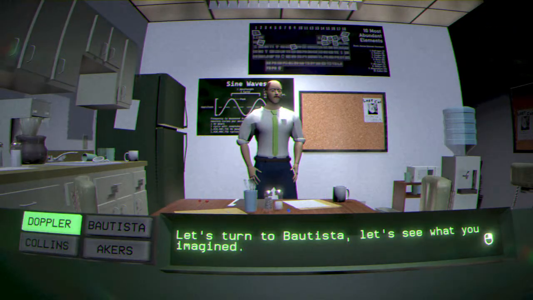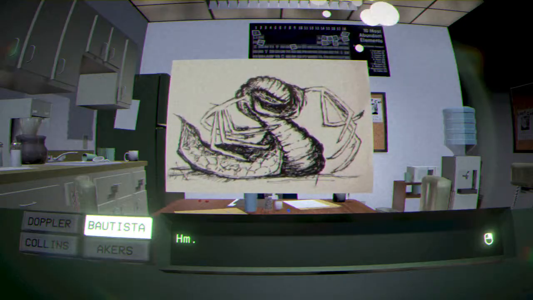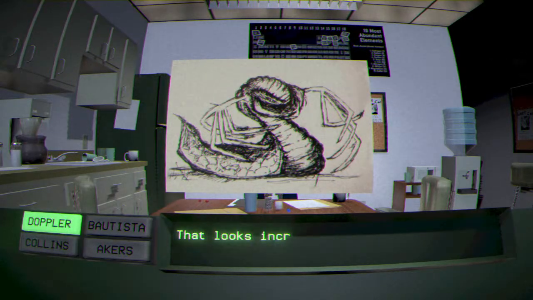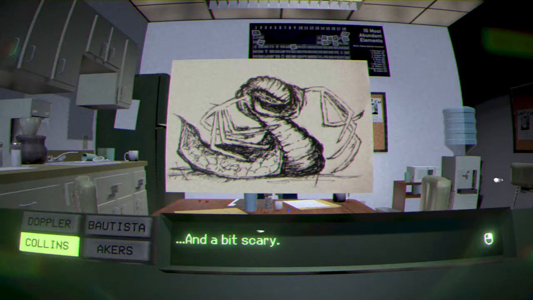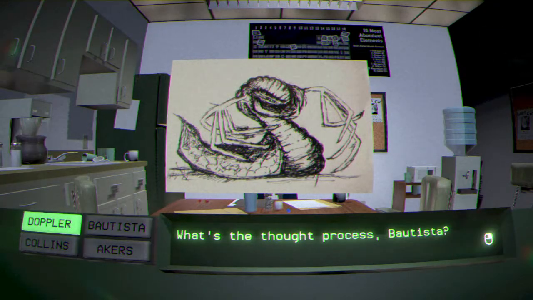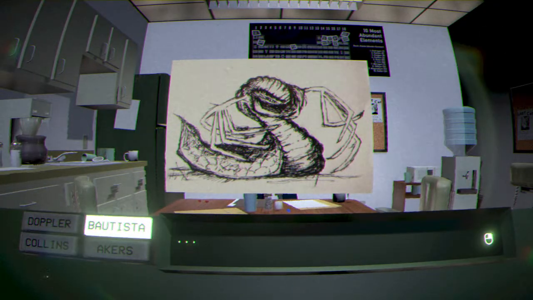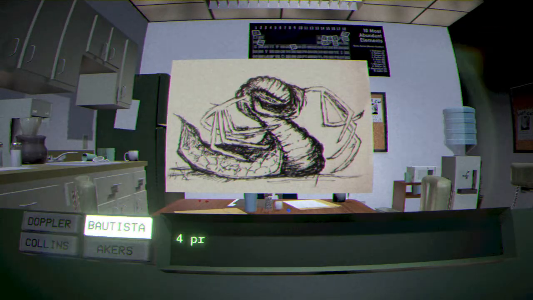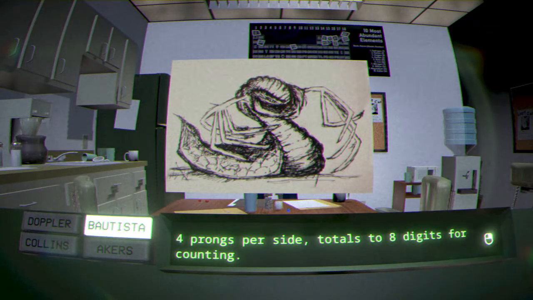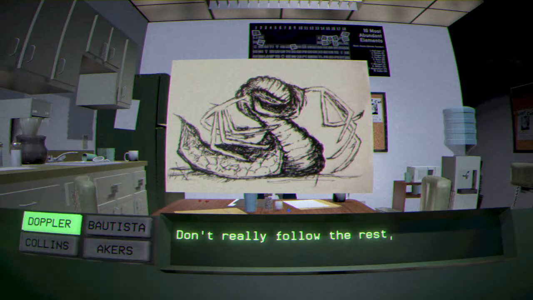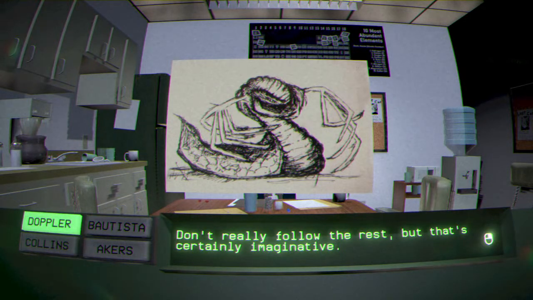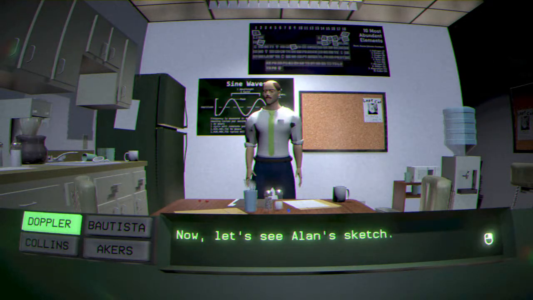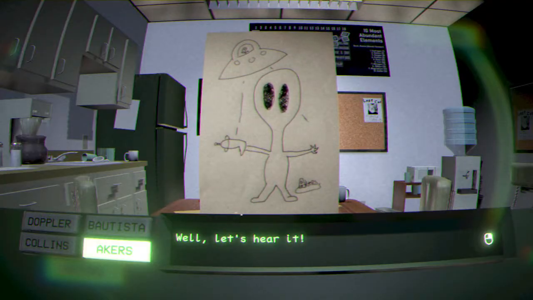Let's turn to Batista and see what you've imagined. Holy. Oh my, that looks incredible. And a bit scary. What's the thought process, Batista? It's like a snake with antlers or hands. 4 prongs per side, total to 8 digits for counting. Don't really follow the rest, but that's certainly imaginative. Now let's see Alan's sketch. Nice. Well, let's hear it.